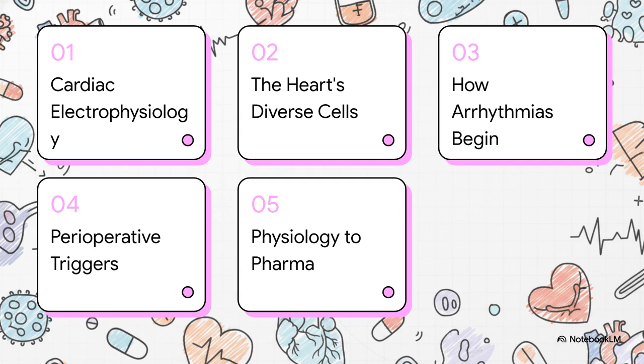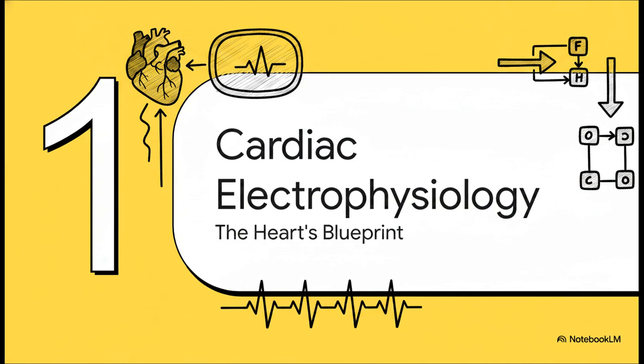So, here's our roadmap for today. We're going to start by building the heart's fundamental electrical blueprint, quite literally one cell at a time. Then we'll see how the different cell types inside the heart create this surprisingly complex, heterogeneous environment. From there, we'll dive into the 3 main ways that things can go wrong and cause arrhythmias. Next, we'll pinpoint the specific triggers we face every single day in the operating theater. And finally, we'll connect all this physiology together, setting the stage to understand how our drugs actually work to fix the problem. Right, let's get into it then.